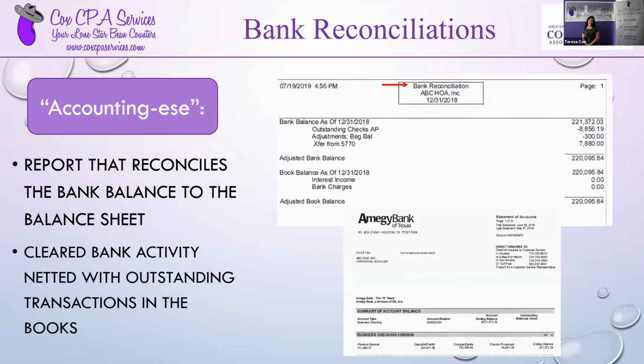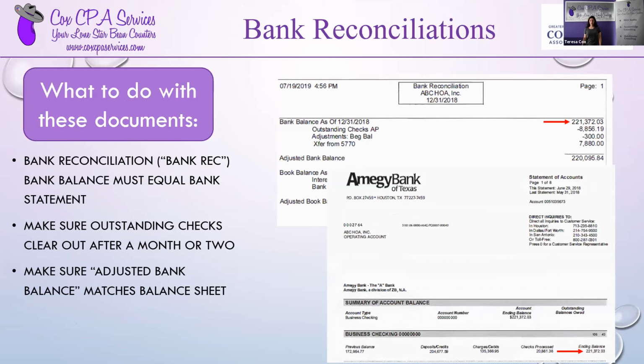So the first thing that we're going to look at is the bank reconciliation that Teresa was talking about earlier. Basically it's the report that says, here's the bank balance, here's all the stuff that's outstanding, the deposits that we put in that didn't clear yet, the checks that didn't clear yet, and here's what the balance sheet actually says. So what you want to do with this report is make sure that whatever the line says, bank balance or balance per bank statement, it can have a few different terms, but they all mean the same thing.